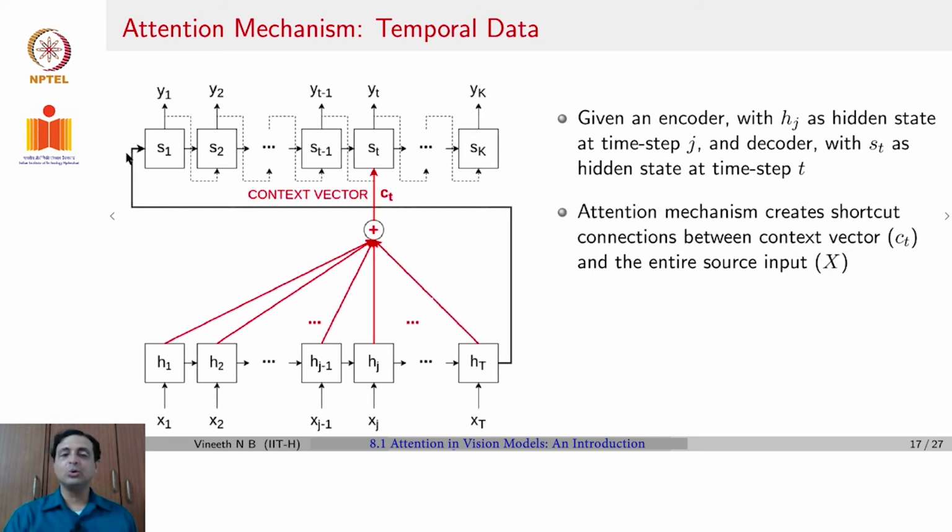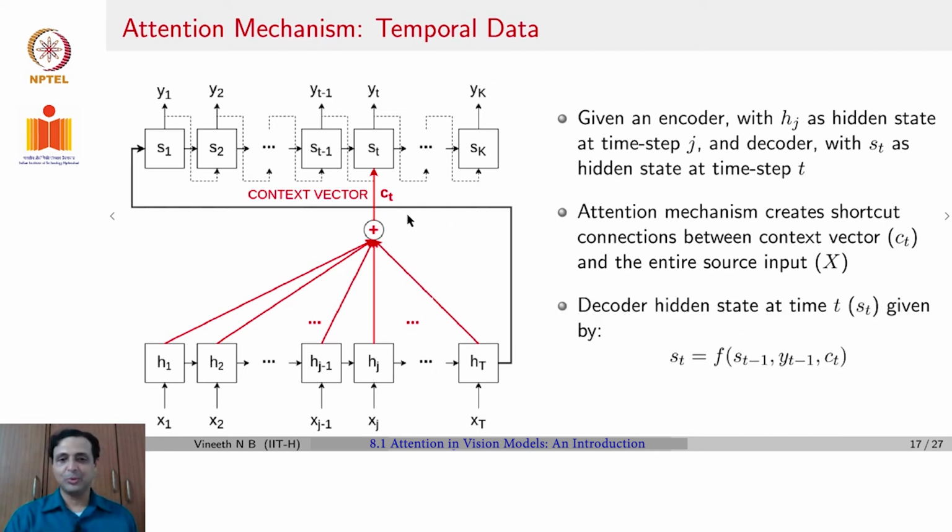So what does attention do? Attention suggests that instead of directly outputting ht, which is the last hidden state, to your decoder RNN, we instead have a context vector which relies on all of the hidden states from the input. This creates a shortcut connection between this context vector ct and the entire source input x. How would you learn this context vector? We will see there are multiple different ways.